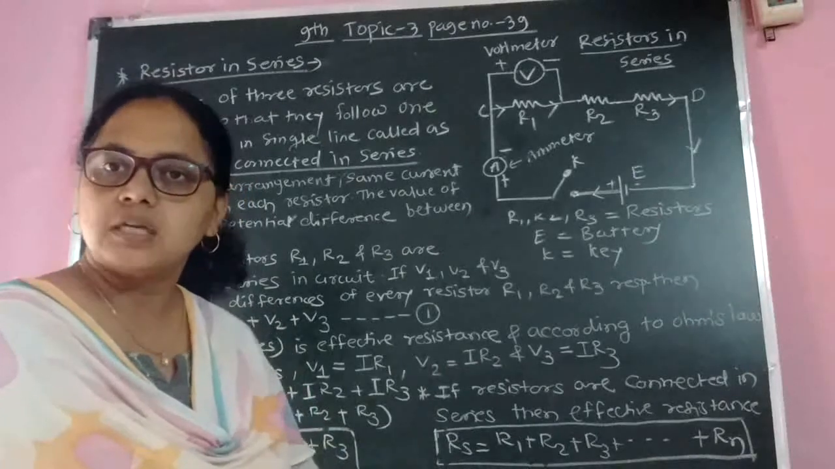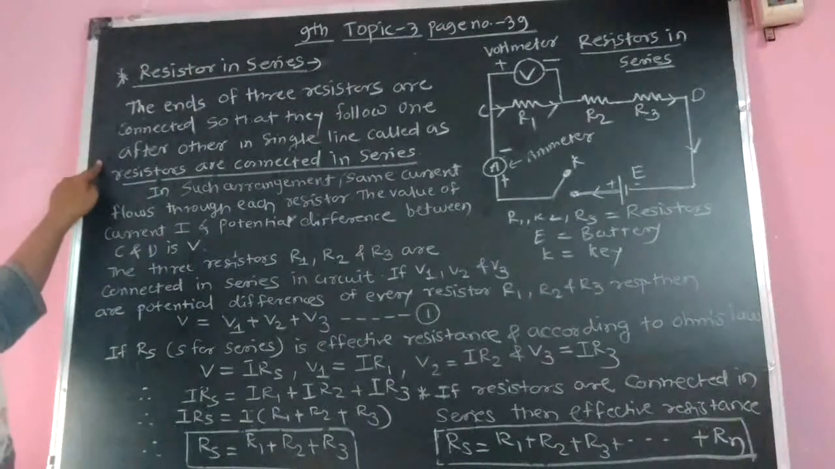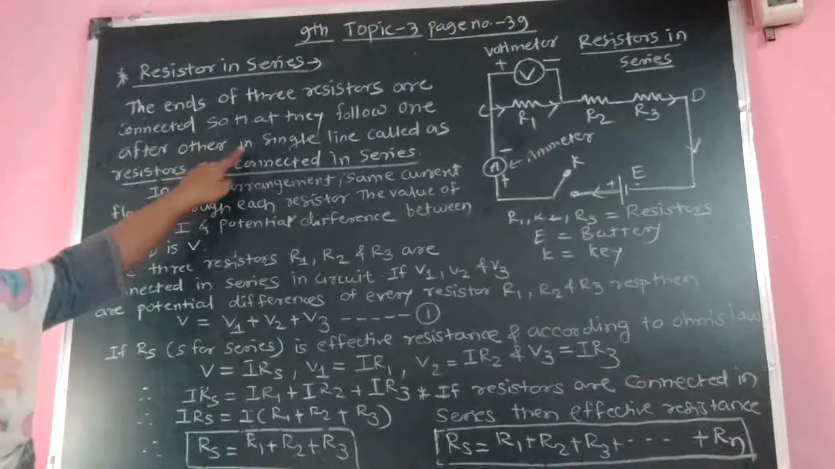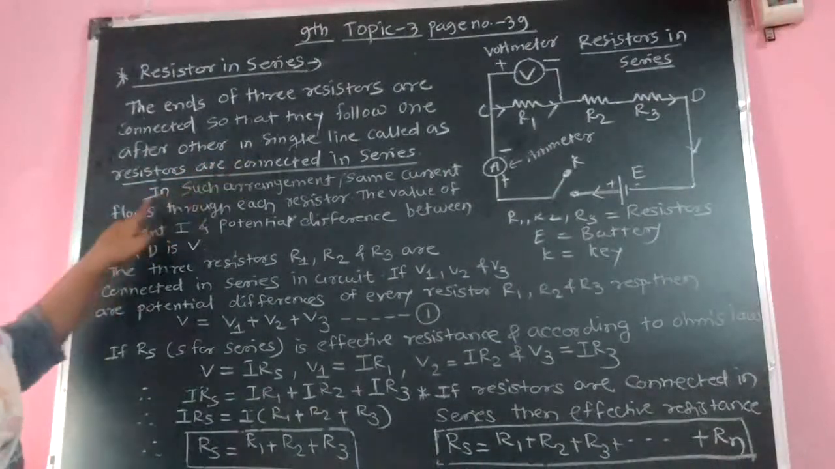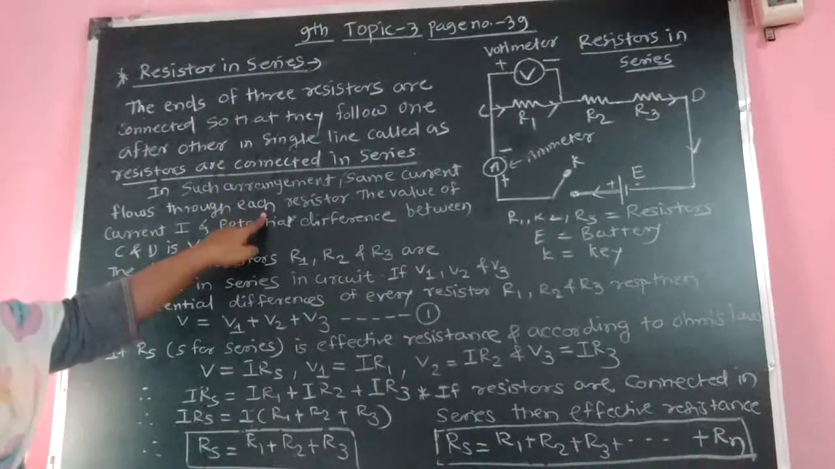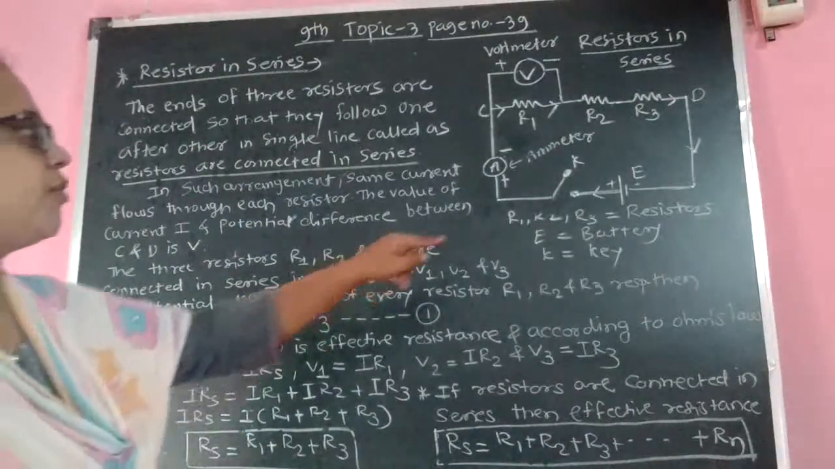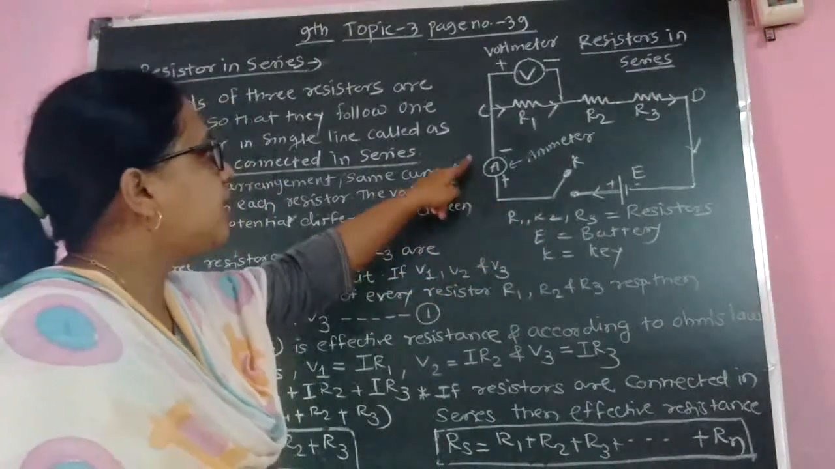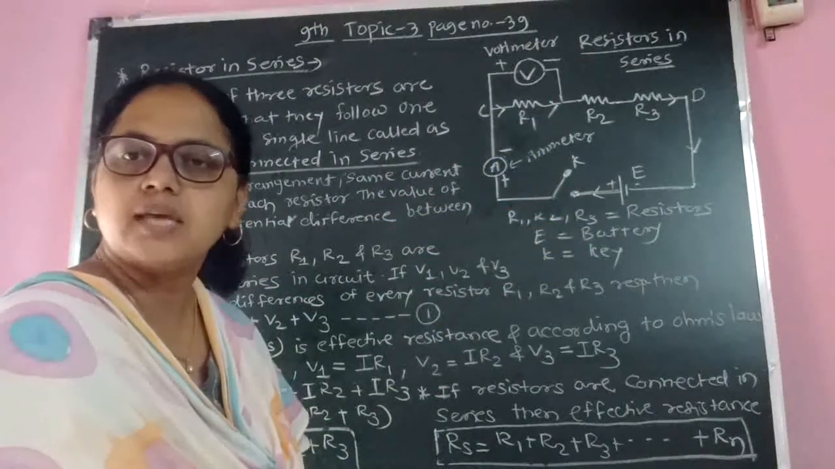Now you can see first the definition of resistors in series. The ends of three resistors are connected so that they follow one after the other in a single line is called resistors in series. In such an arrangement, the same current flows through each resistor. Now you can see the circuit diagram. When we close the plug key, the electric current will flow. The value of electric current through R1, R2, R3 is the same, that is capital I.